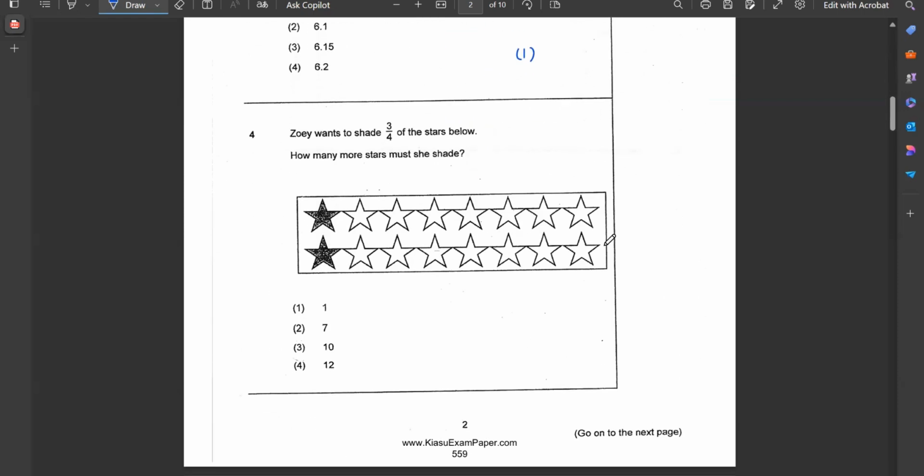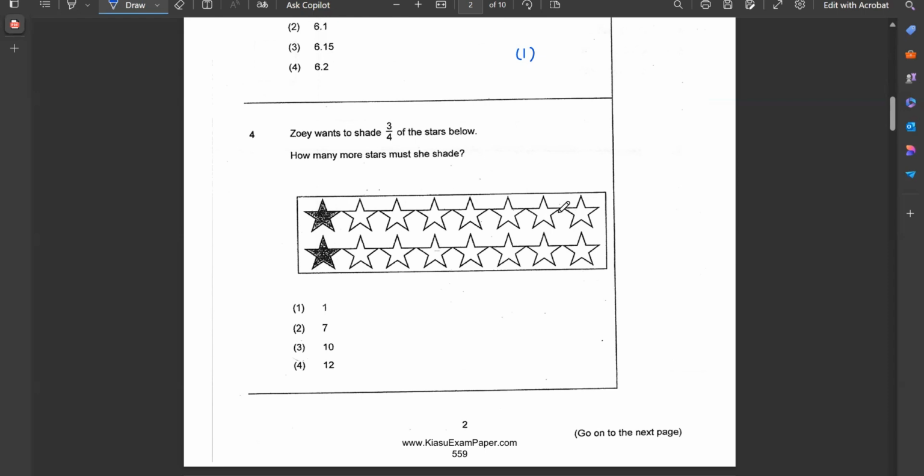Question 4. Zoe wants to shade 3/4 of the stars below. How many more stars must she shade? So take note, she wants to shade 3 out of 4 of all the stars here. Okay, so if we look at the denominator, it is a 4.